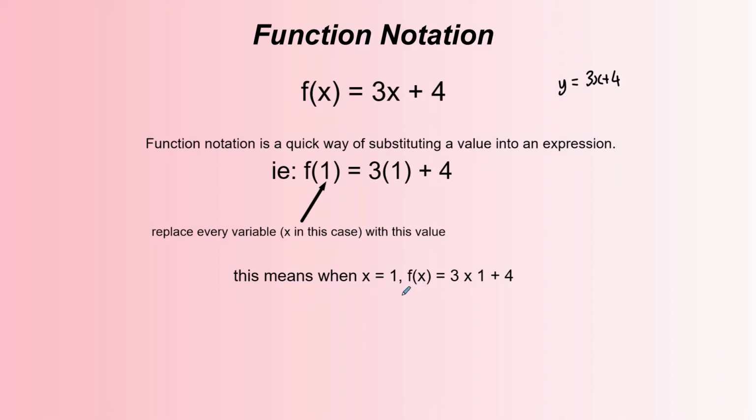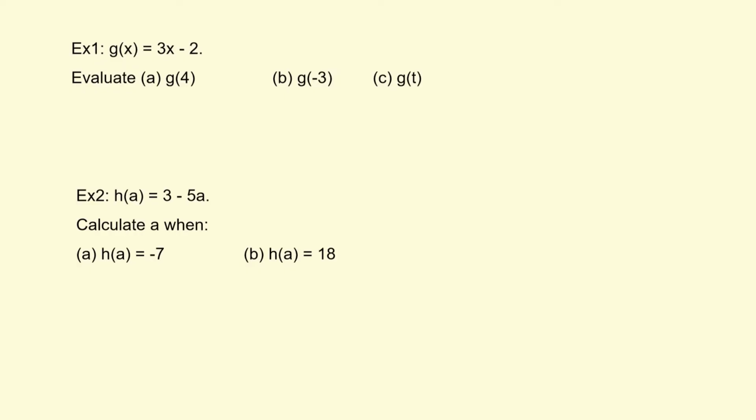So this example here, like we were talking about before, means when x is 1, f of x, or f of 1, equals 3 times 1 plus 4. So 3 times 1 plus 4. 3 times 1 is 3 plus 4, which is 7. So let's have a look at how that actually works in some examples. There's a couple of common examples that you'll see. The wording in the questions is quite different, so you have to look out for that.